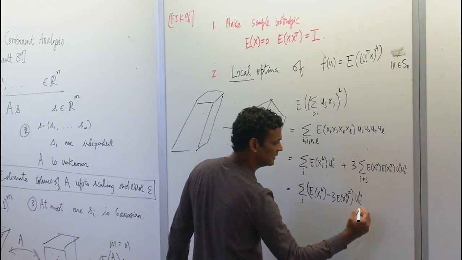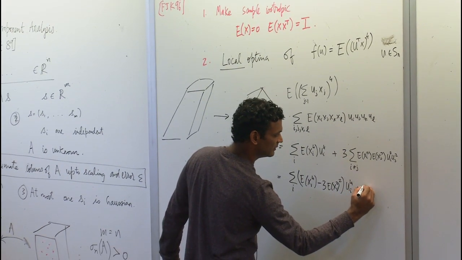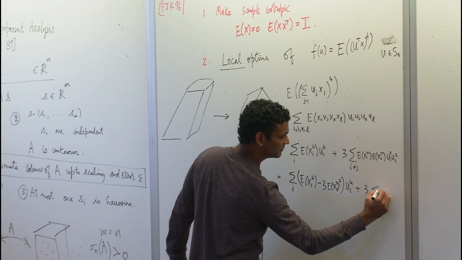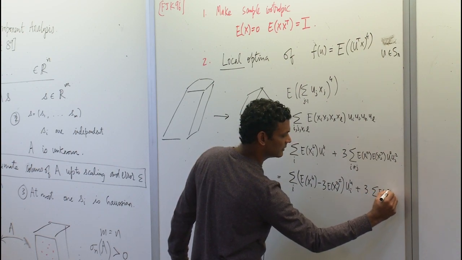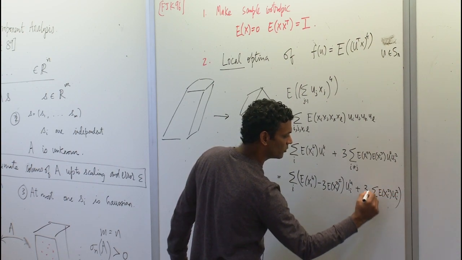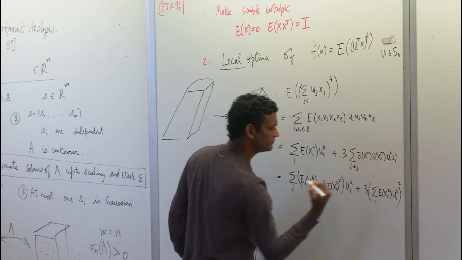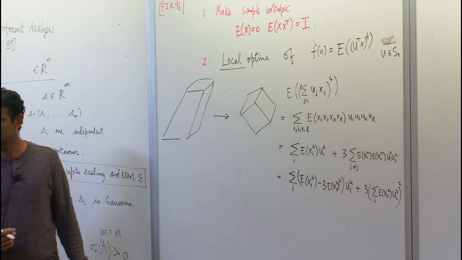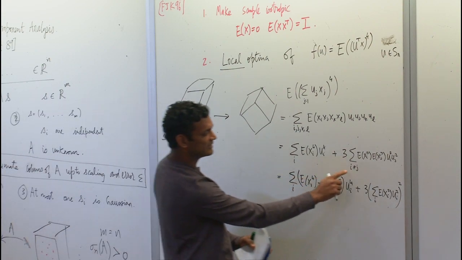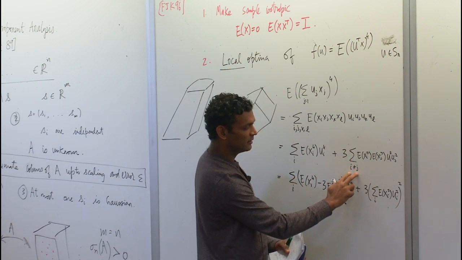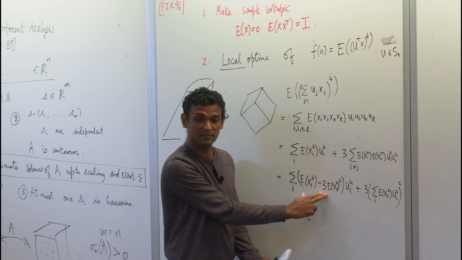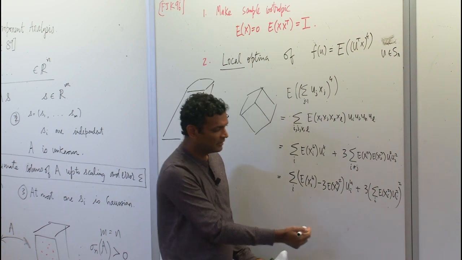Ui to the 4th plus 3 times summation of whole quantity squared. Okay. So this has all the terms for i not equal to j. I added in the term for i equal to j and subtracted the term for i equal to j. That's all. Now this is a constant.